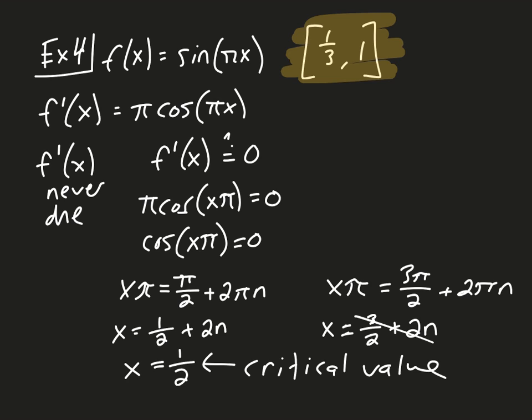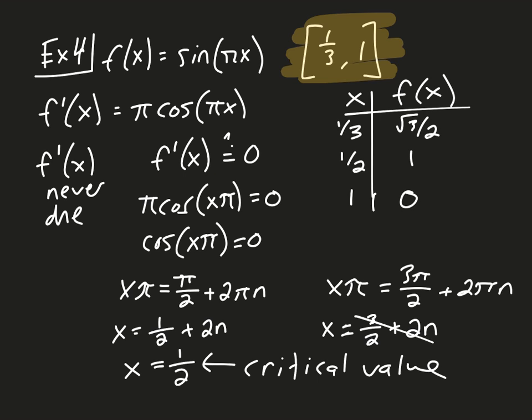I can go ahead and set up my table. And we're going to include those endpoints in the table. So we have 1/3, 1/2, and 1. And we have the y values for all of those. The absolute maximum occurs at 1. The absolute minimum occurs at 0. So I could write a full sentence saying, okay, the absolute maximum on this graph occurs at the point 1/2, 1, and the absolute minimum on this graph occurs at 1, 0.